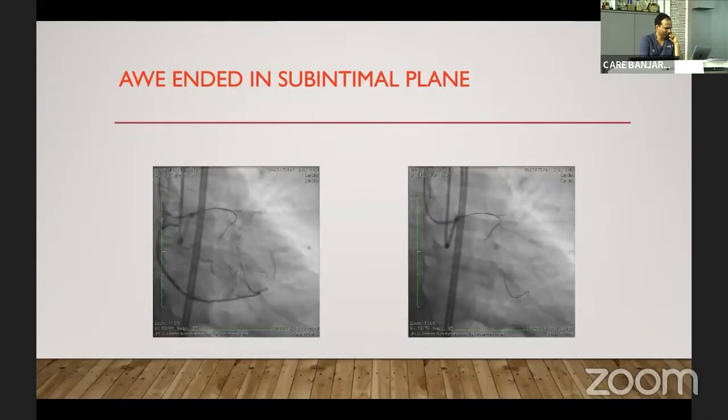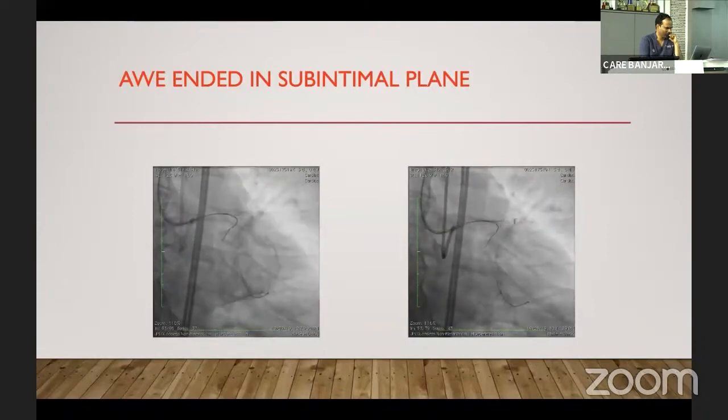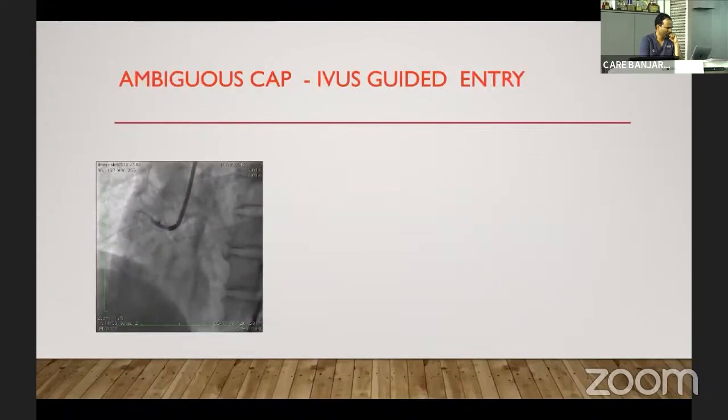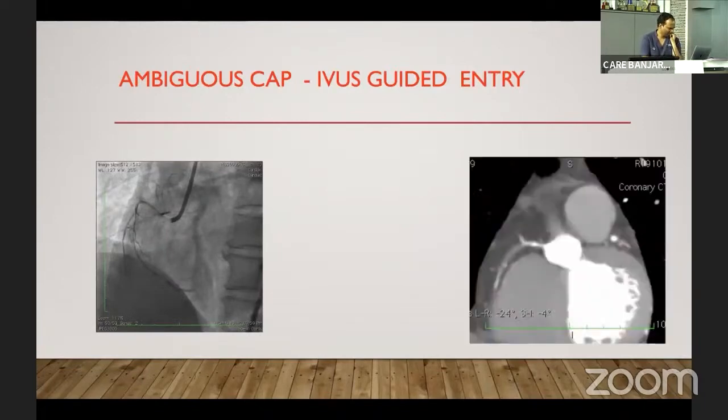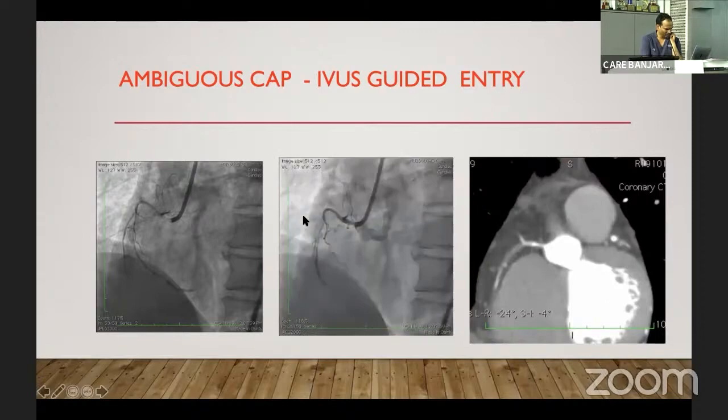So either go retrograde, or you can even do a re-entry. I think in that case, I went retrograde, but I was stuck even retrograde, so I had to do a Stingray re-entry. This is another case of ambiguous cap. You can even use CT to identify or locate the cap, which you can extrapolate onto your fluoroscope.